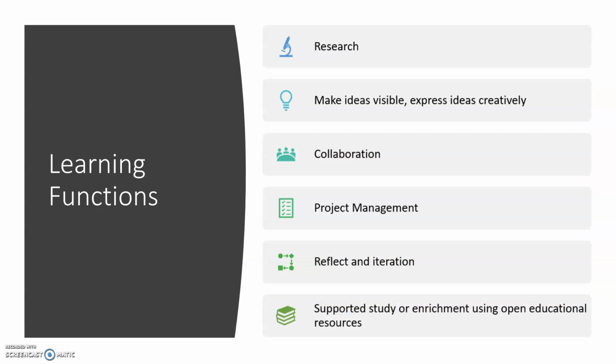So the different learning functions are like how and why, what do you want to get across? Like, how do you want the students to learn? So students can do research, which involves deep learning with experts, looking into original works, raw data, and actually just finding all that information. There's also making ideas visible, expressing the ideas creatively, which brings ideas out into the open that lets us talk about it and make actual meaning from it.